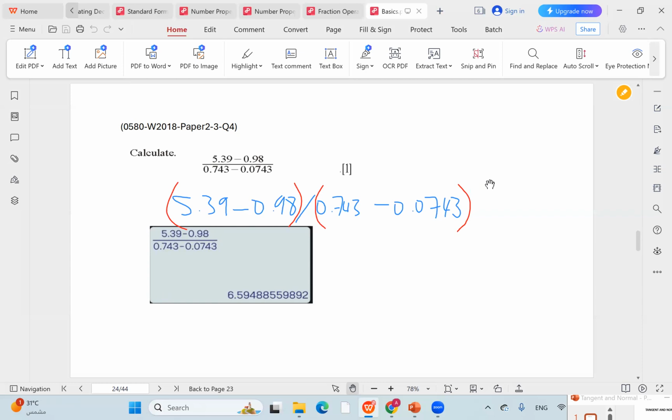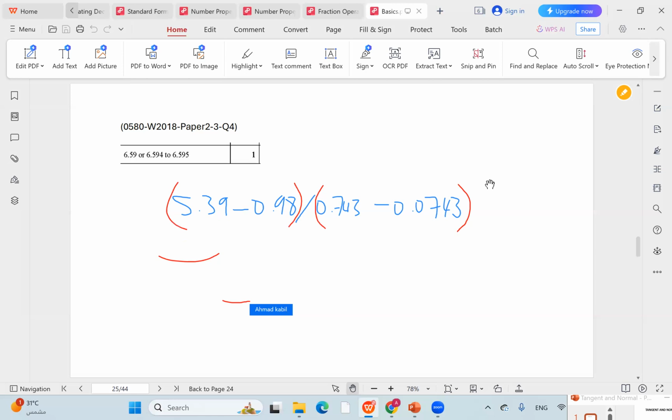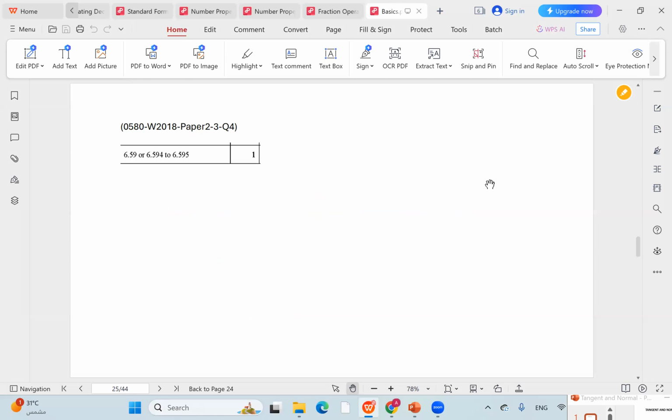However, it's much easier and safer to just write it out as a fraction on the calculator to guarantee that no mistakes are made in that sense. And the answer here is 6.59, and this is the correct answer. In general, we write our answers correct to 3 significant figures.